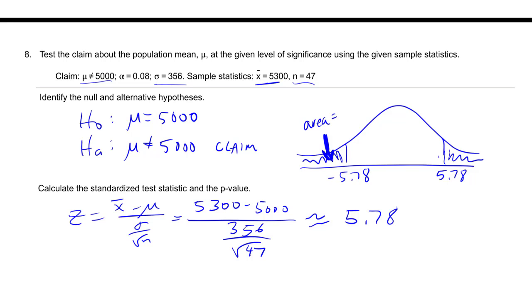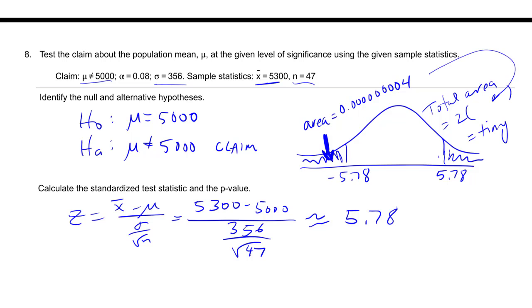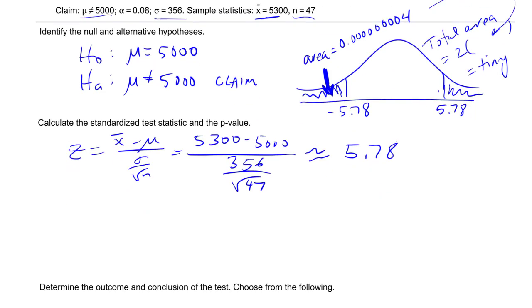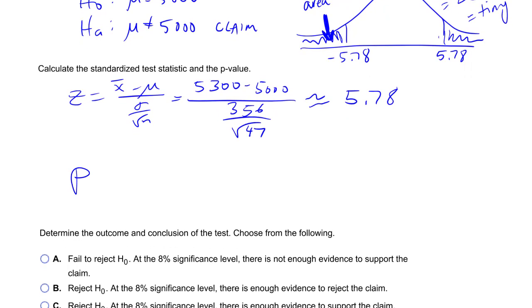And if you plug that in to Excel, you're going to find it tiny. You're going to find 0 point, something like 8 zeros, I believe, and a 4. But that's just really small. So my total area is twice that number, but let's just say it's tiny, okay? It's a really small number. My p, I'm going to say it's tiny, okay?